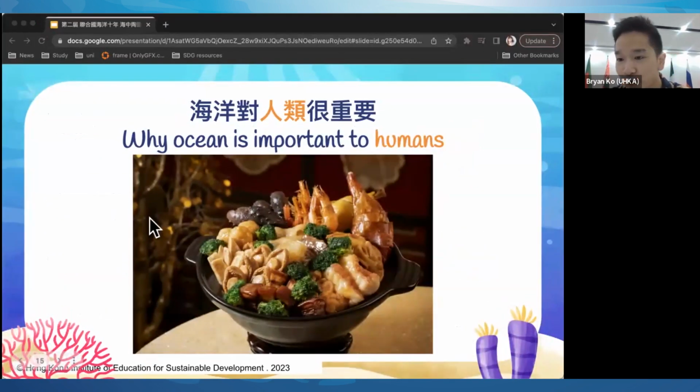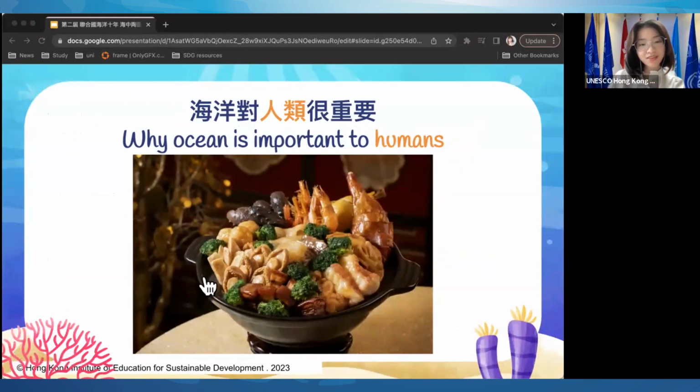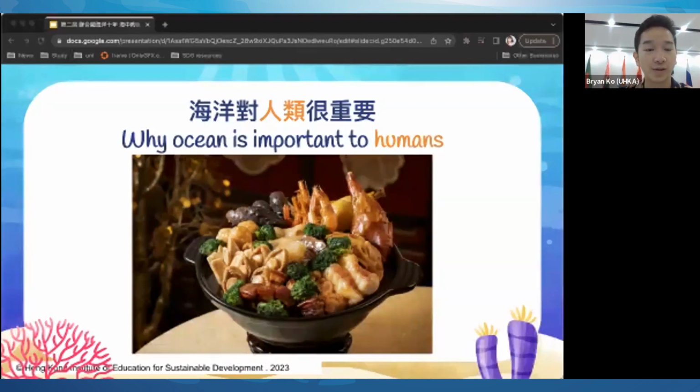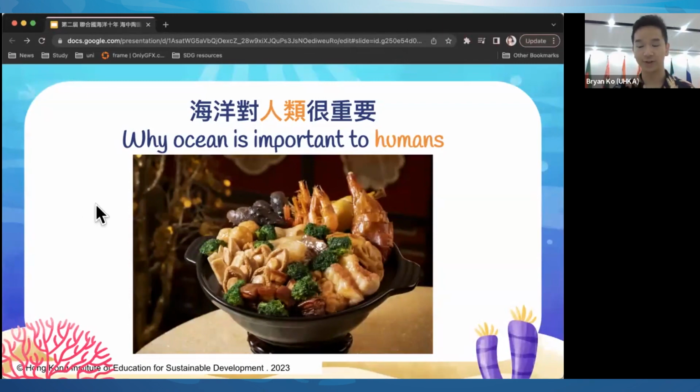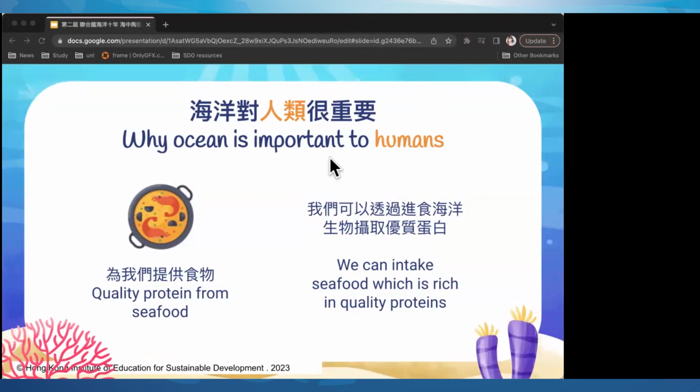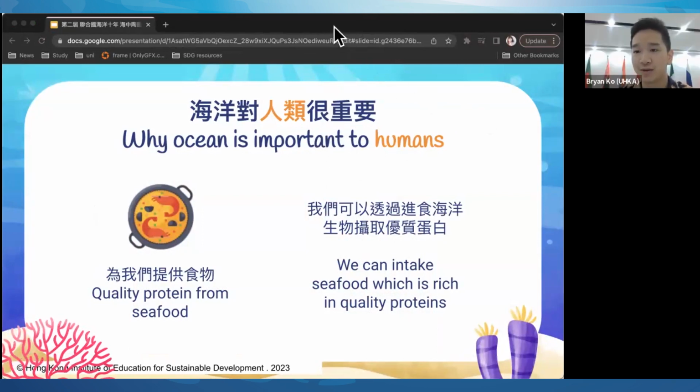Has anyone tried seafood before? Yes, of course. I do see different hands, and people saying how they have tried seafood. So the ocean is important as we do have food. We need food for our daily lives. So it is really important. Next slide. So seafood provides quality protein for us, which allows us to build up muscles and have a stronger body.